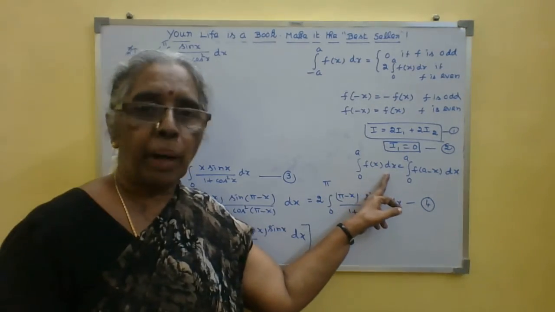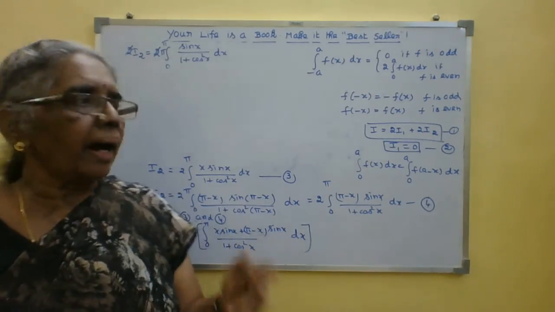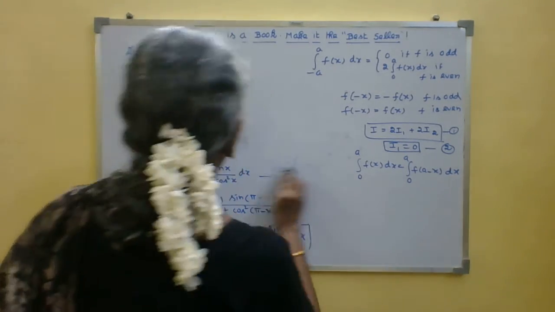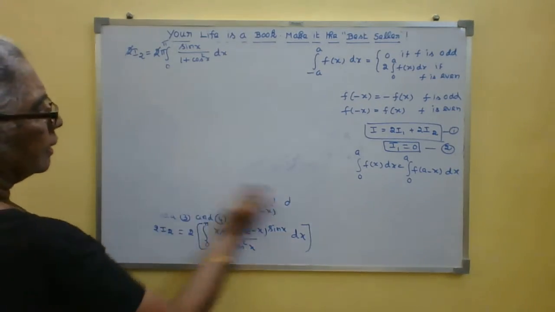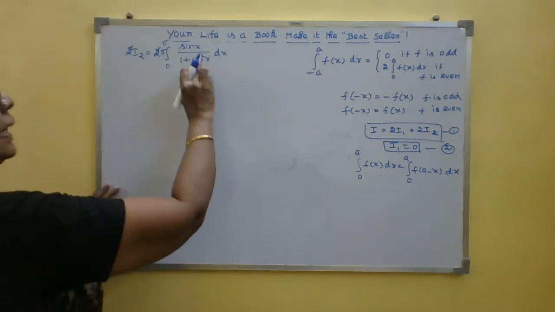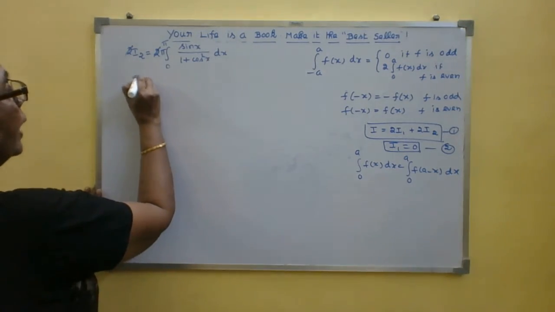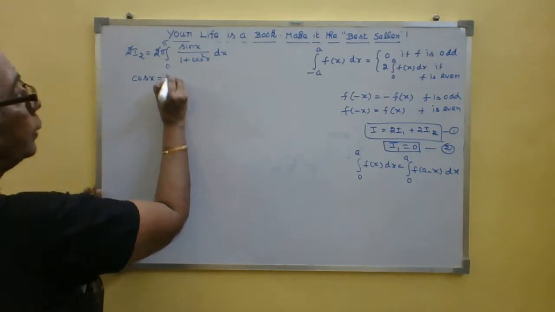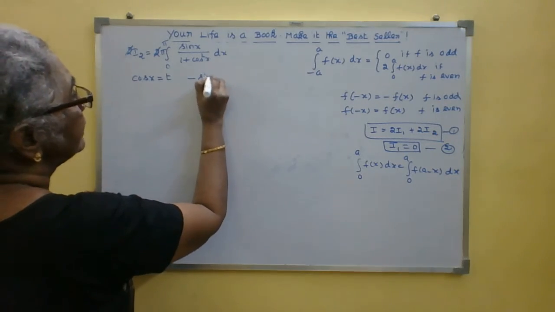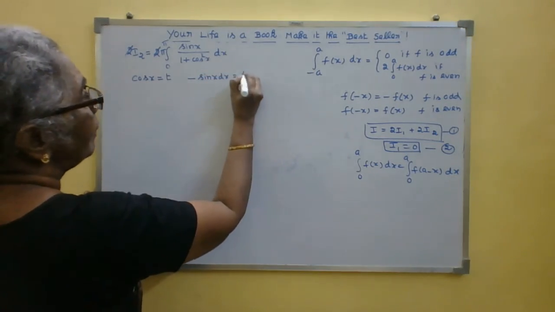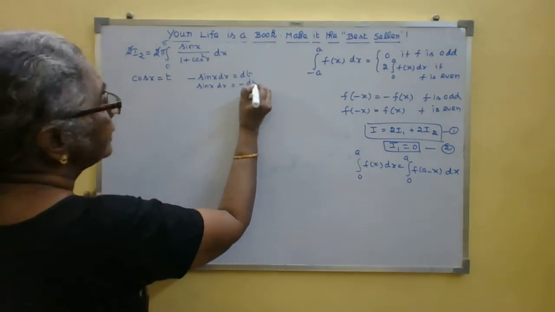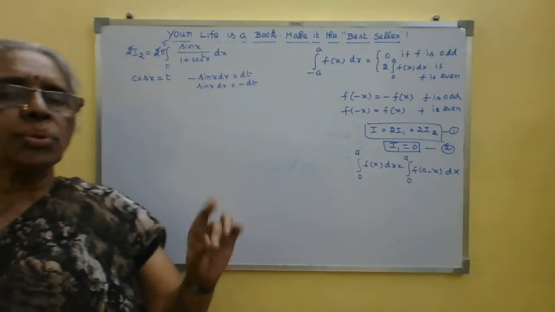Because you used this property, you have eliminated the x and now the sum has become a bit simple for you. So now we have to integrate this I2 by substitution, because you have a sin x, you have a cos squared x here. So you can now put cos x is equal to t. When you differentiate it, you will be getting minus sin x dx will become dt, or sin x dx will be minus dt. Then remember, you have to change the limits.